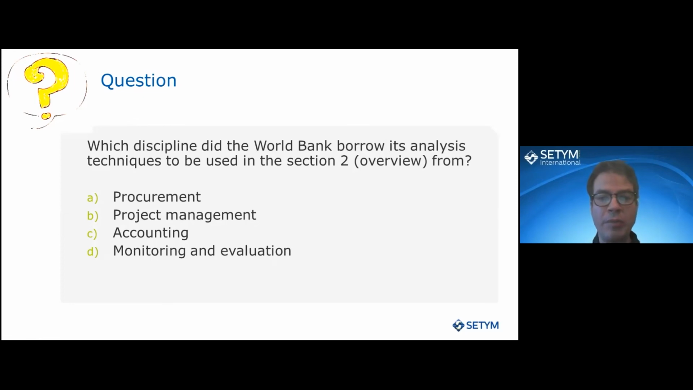Some people answered procurement, others project management. Well, it's project management. Sure, it's a procurement document, but all the tools used in the analysis are borrowed from the discipline of project management. The World Bank did not invent any tool for this document. They borrowed techniques from project management, which makes sense because risk management is one of the areas of project management.